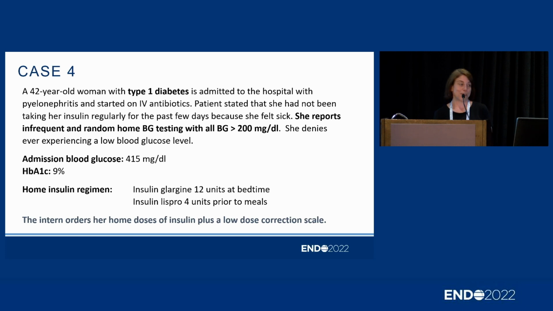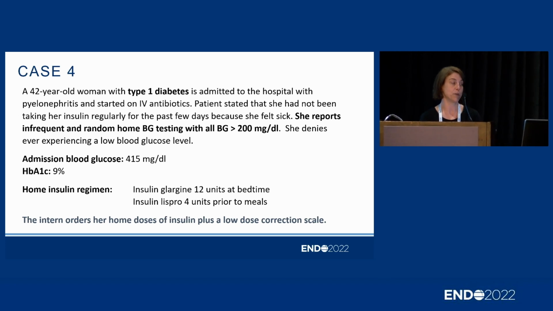I have case number 4 for us, and I will read it to you. A 42-year-old woman with type 1 diabetes is admitted to the hospital with pyelonephritis, and she started on IV antibiotics. She states that she's not been taking her insulin regularly for the past few days because she's felt sick. She reports infrequent and random home blood glucose testing with all of her glucoses greater than 200 at home. She denies ever experiencing a low blood glucose. Her admission blood glucose is 415, her A1c 9%.